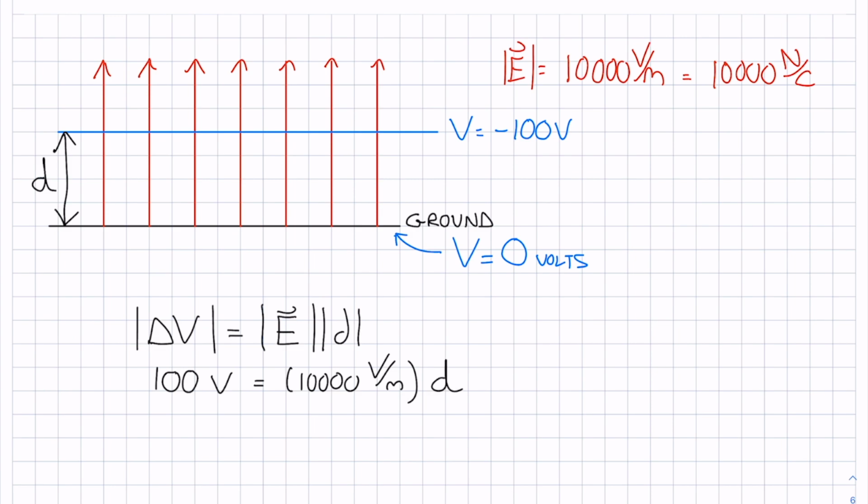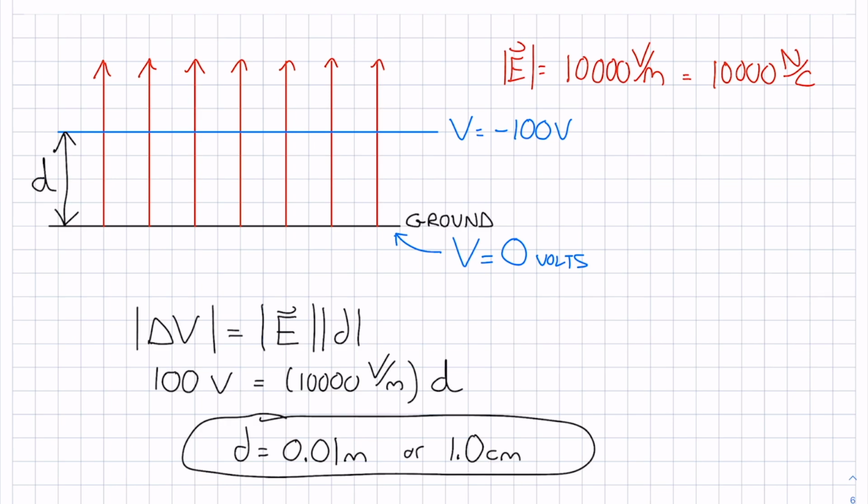And so you just now need to find d. Just doing the math on that, we're going to do 100 volts divided by 10,000 volts per meter. This is going to give you 0.01 meter, or this is also 1 centimeter. And that's the answer for part A.